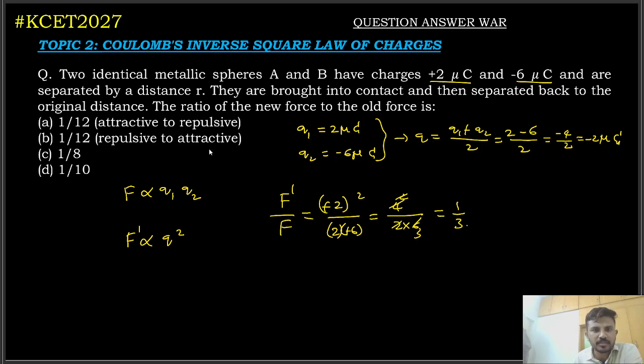So have you made any mistake? Two identical metallic spheres A and B have the charges 2 and minus 6 microcoulomb, separated by a distance. They are brought into contact and then placed back at the original distance. So Q1 is 2, Q2 is minus 6, 2 minus 6 is minus 4, divided by 2 is minus 2, minus into minus 2 gives 4, and earlier it is 2 into 6. They are asking for the ratio of new force to the old force. Yeah, I am getting 1 by 3. I think this is the correct option.